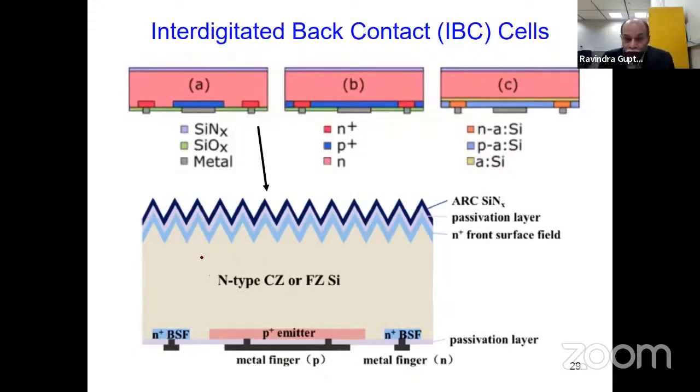Okay. So here you can see the structure more clearly. This is N plus BSF, this is the P-type emitter, N plus BSF, that's the metal finger, like that. So both contact layers are at the bottom. So this reduces the contact resistance. So this is the advantage.